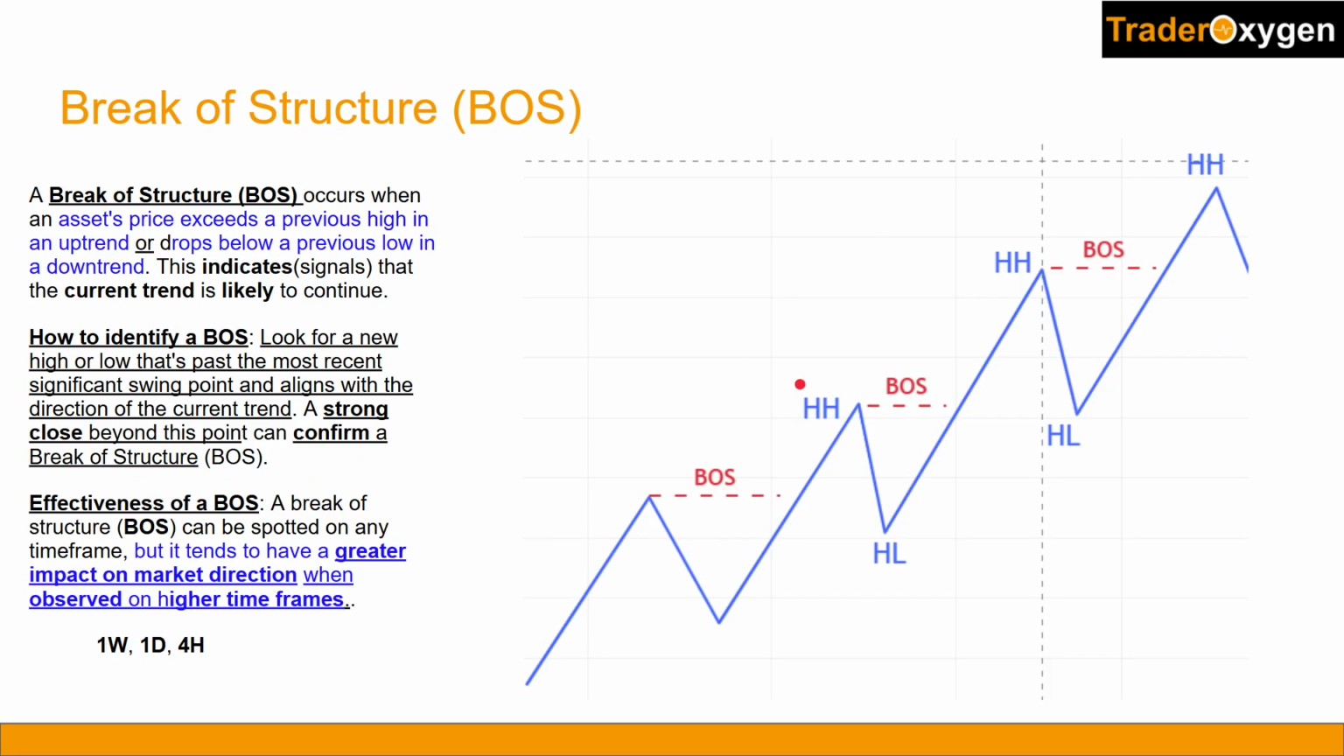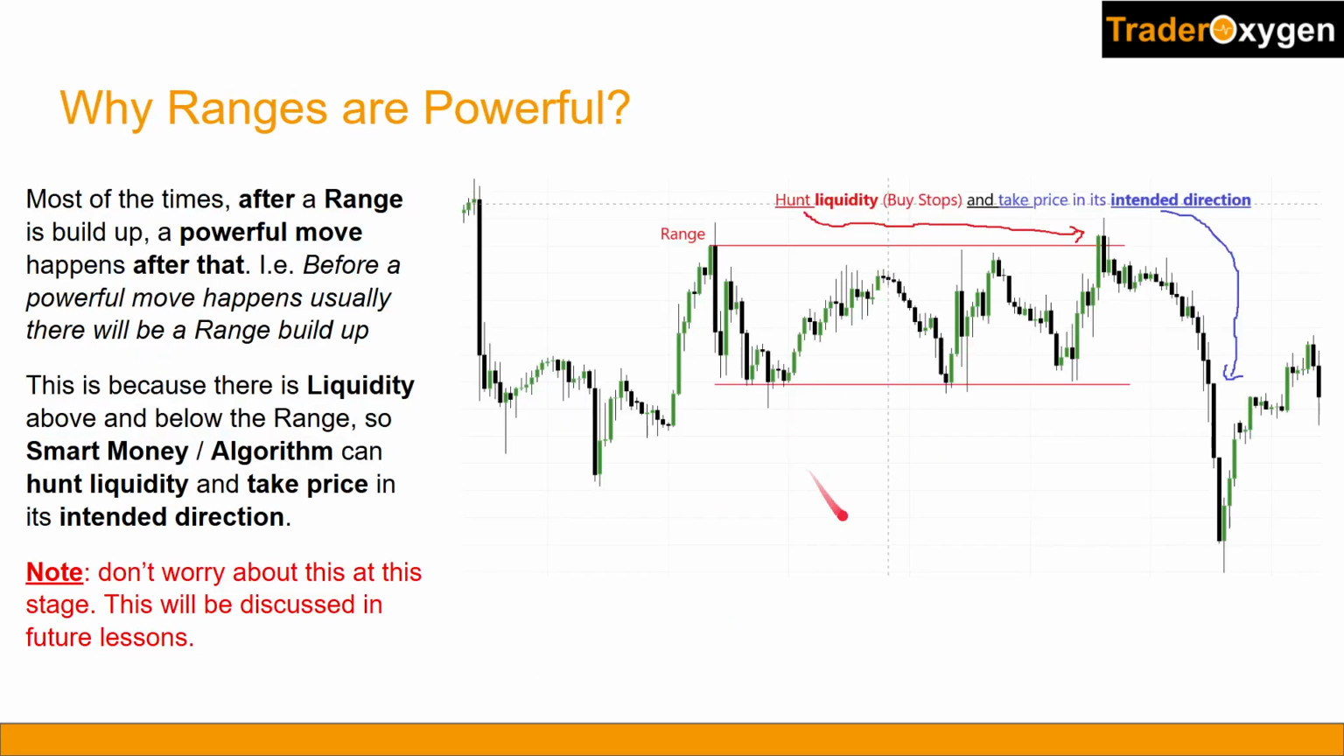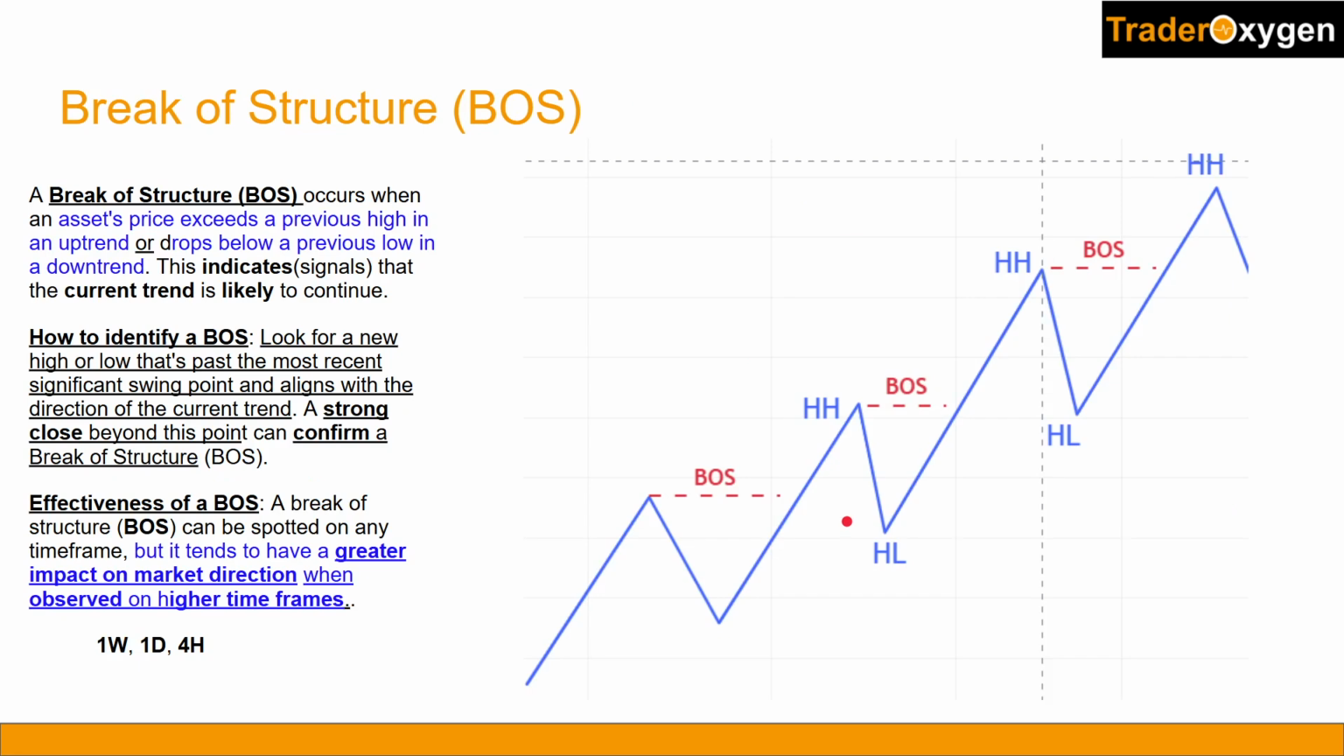Okay, so up to this we discussed three types of market structures, which were uptrend, downtrend and range. Now we are going to look at some important concepts related to market structures. We will first start with break of structure. So what is a break of structure? It occurs when an asset's price exceeds a previous high in an uptrend.